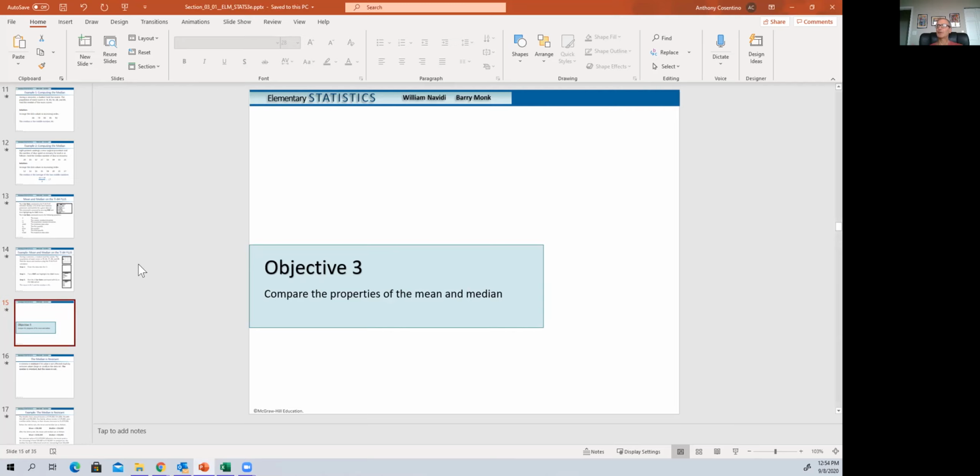So what I'm going to do here is compare the different properties between mean and median. And then I'm going to end this lecture and talk about mode and then go through some spreadsheet calculations.